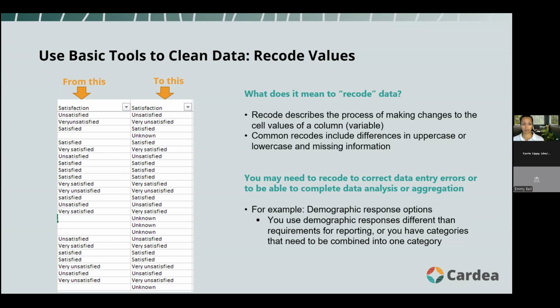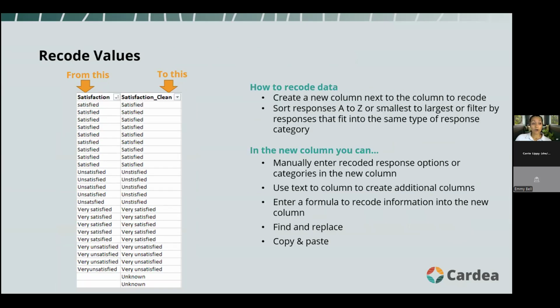So how do you recode? We recommend making a new column next to the raw column. And you can do a few different things. Recoding is more of an idea than an exact one specific process. So we like to suggest sorting your column. It just makes it a little easier to see what's going on in that column. And then depending on the size of your data set, you may end up manually entering the recoded responses and using a mix of copy and paste.